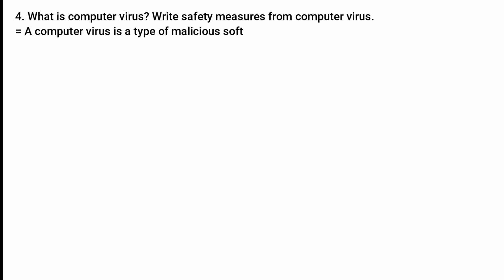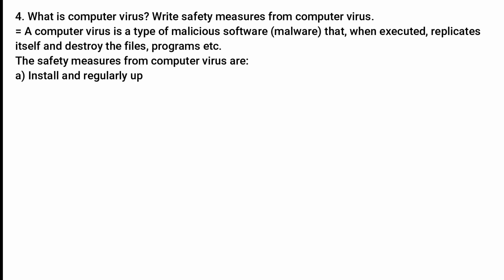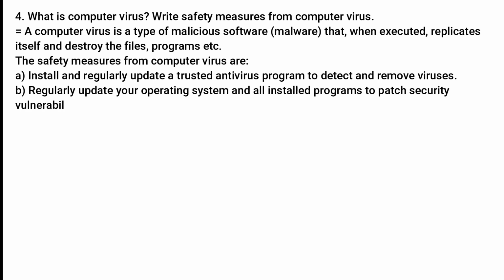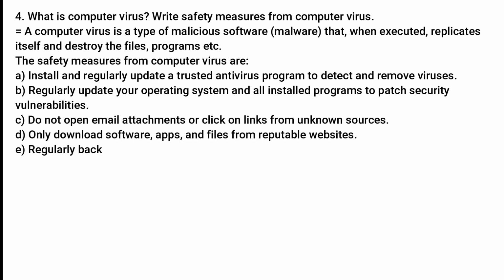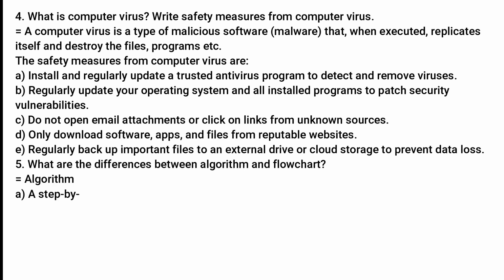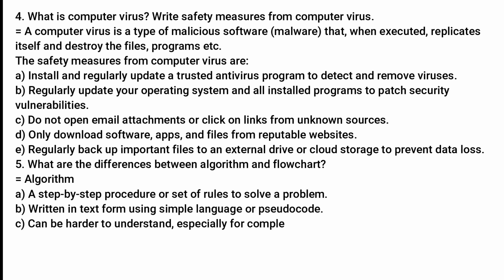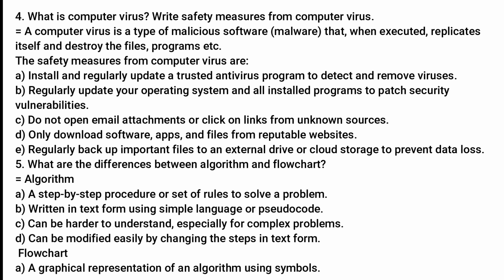4. What is computer virus? Write safety measures from computer virus. A computer virus is a type of malicious software, malware, that, when executed, replicates itself and destroys the files, programs, etc. The safety measures from computer virus are: A. Install and regularly update a trusted antivirus program to detect and remove viruses.